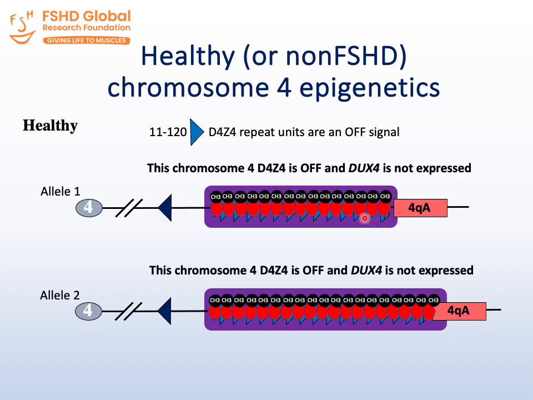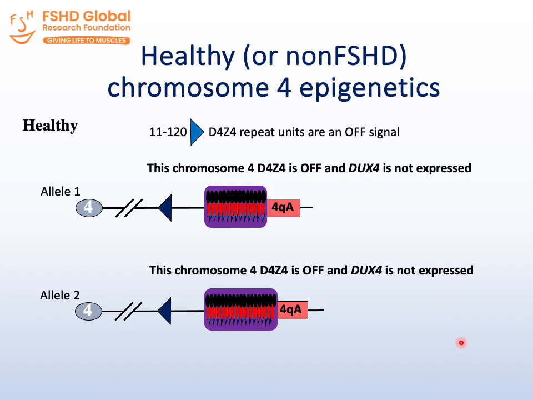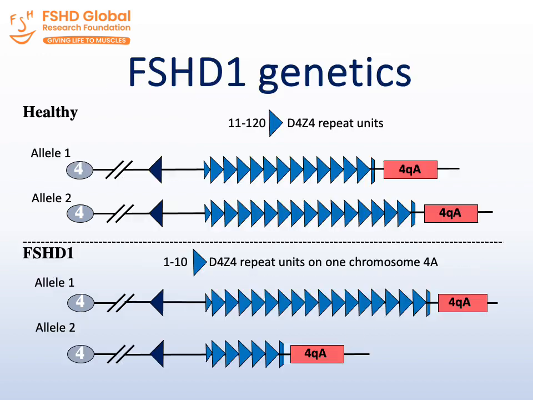And the DUX4 gene, remember, the DUX4 gene is located right here in this last D4Z4 repeat unit with 4A. It's methylated, it's off, it's in a bad environment, and it's going to become compacted, crunched right down. The slinky is going to be pushed together, and this is just going to be off. So you're not going to get any pathogenic DUX4 gene expression from either chromosome 4. That's in the non-FSHD state.